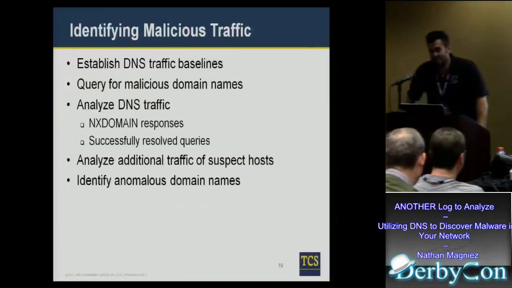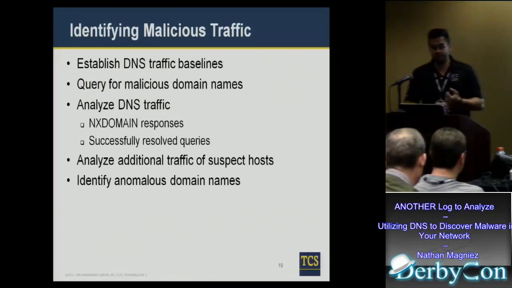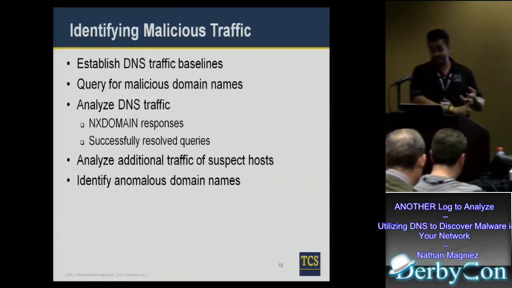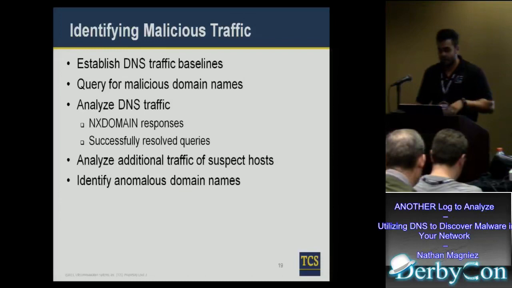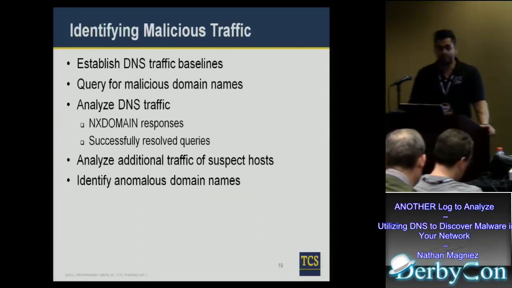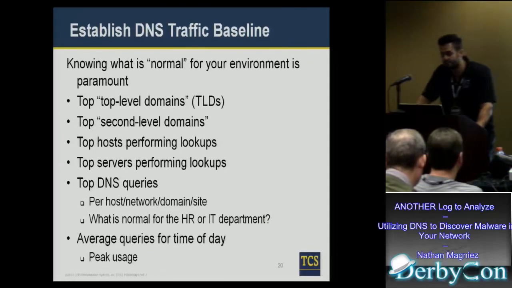All right. Identifying malicious traffic. We're going to talk about some of these bullets here. Establishing a traffic DNS baseline. We're going to look for malicious domain names. And within that specific DNS traffic, we're going to look for those NX domain responses and what they are, and then the successfully resolved queries as well. Specifically, we're also going to analyze the additional traffic of identified suspected machines to see what else they're doing on that system. We're also going to talk about identifying anomalous domain names and how to tell what is a suspicious or anomalous domain name.